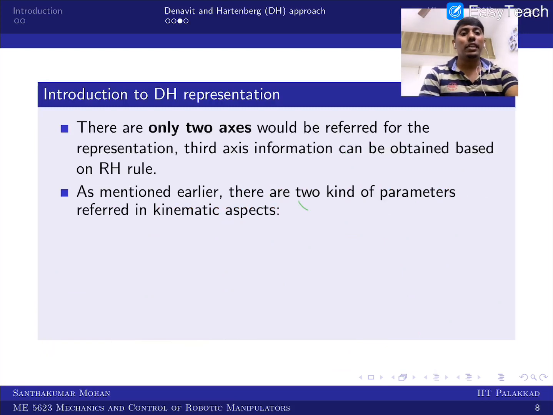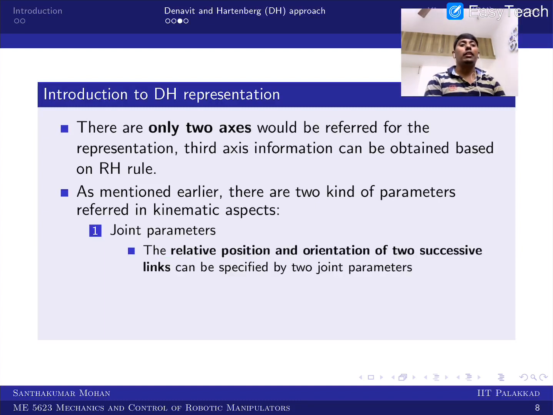So in the sense, we are talking about the joint parameter. The joint parameter is nothing but two things will come. One is how one joint defines one link relative to another link. This joint is relating two consecutive links. So how this link is arranged, how far and how oriented.